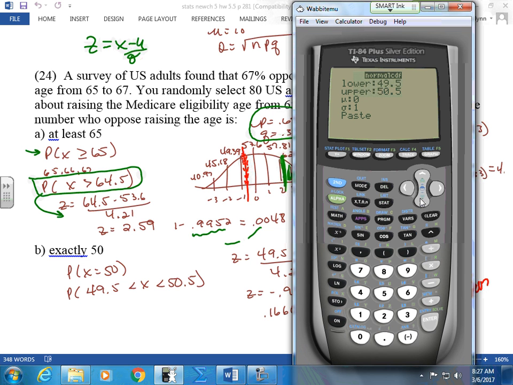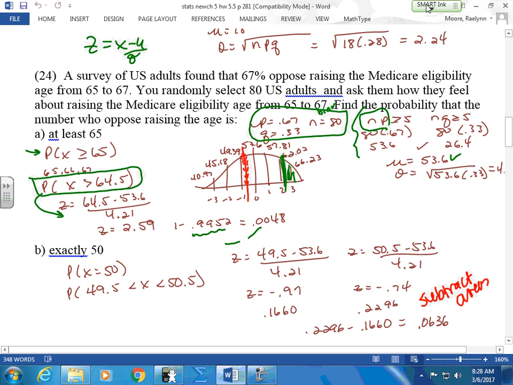You found the mean to be 53.6, and you found the standard deviation to be 4.21. As soon as you fill that in, it cuts right to the area. You don't have to find your z-scores, you don't have to find your areas, you don't have to subtract them. If nothing else, work your calculator for these instead of the formulas. It works out nicely.